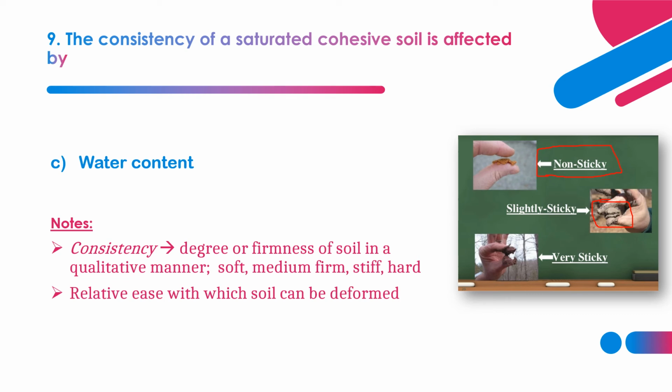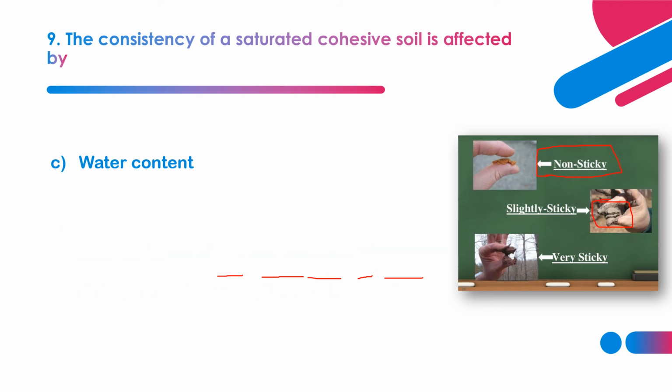It can be assessed in a qualitative manner, and we can classify as soft, medium firm, stiff, or we can say hard. Relative ease with which soil can be deformed. We can say like this also. Relative ease with which a soil can be deformed, and what it affects or how it can be classified quantitatively.